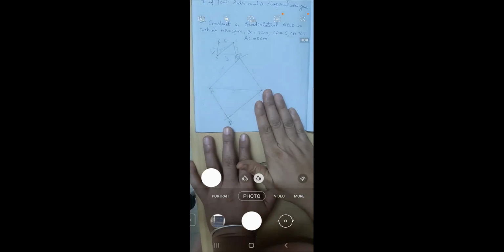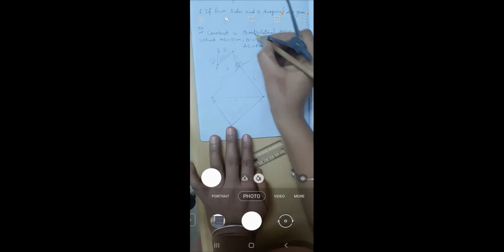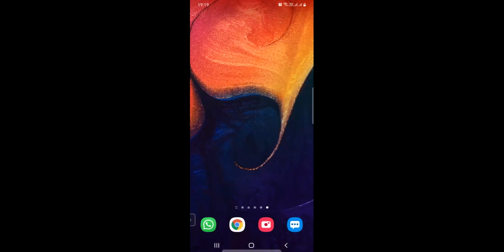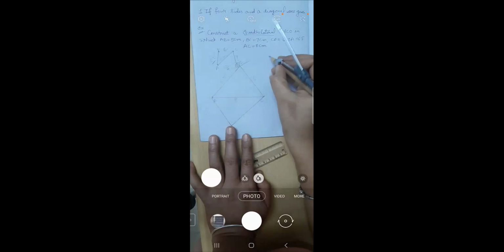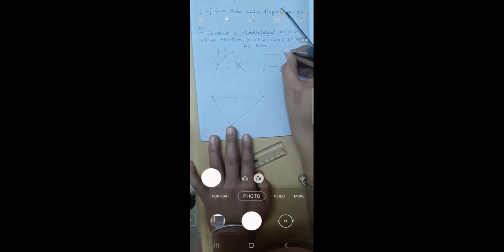Ma'am, can you explain once how to make the rough figure and how to draw an arc from it? Actually, the rough figure is that quadrilateral. First of all, it is a quadrilateral, and a quadrilateral will always have 4 sides. So draw any figure of 4 sides, and give the names A, B, C, D.